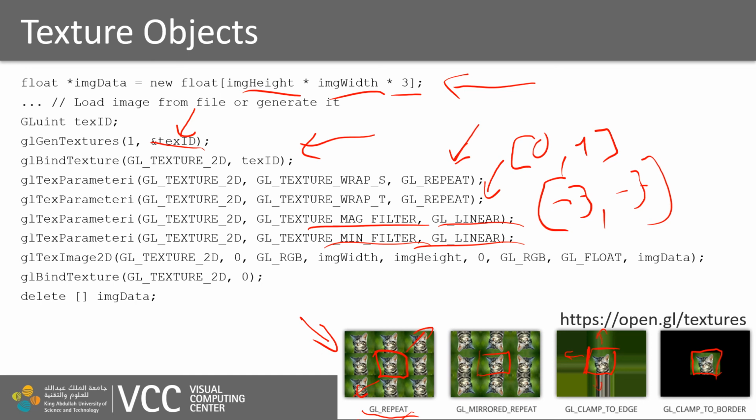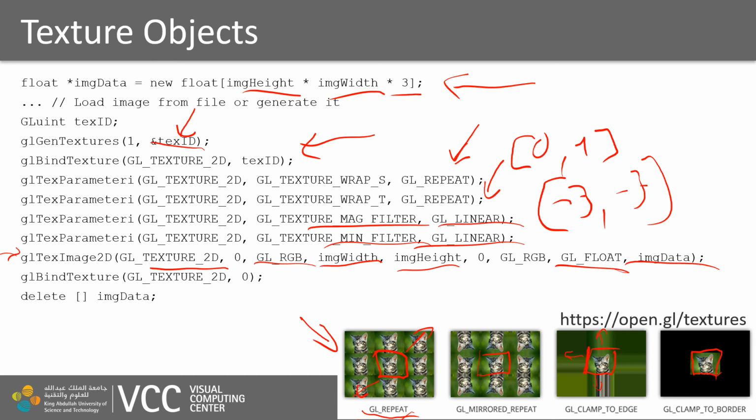And finally, we can load the texture from the main memory on the host side to the device side. So here we have our image data, which we have previously filled with some information. And this is a two-dimensional texture. It is an RGB texture. It has 3 components. These are its dimensions. And there are some other parameters to this command, like that the individual elements are floats, etc.